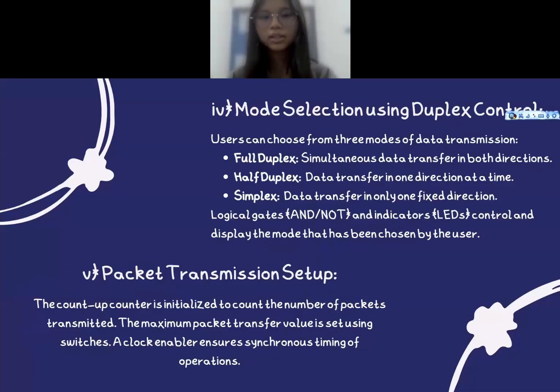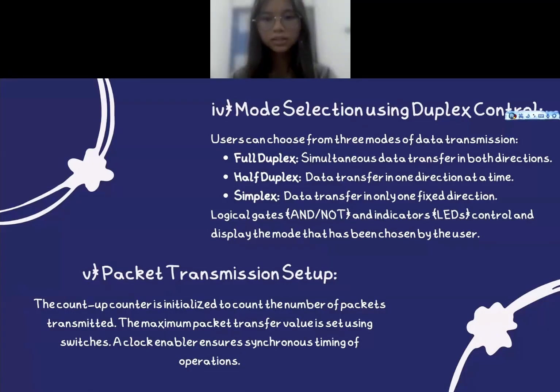Next is mode selection using duplex control. Users can choose from these modes of data transmission: full duplex, which is simultaneous data transfer in both directions; half duplex, which is data transfer in one direction at a time; and simplex, which is data transfer in only one fixed direction. Logic gates AND, OR, NOT and indicator LEDs control and display the mode that has been chosen by the user.